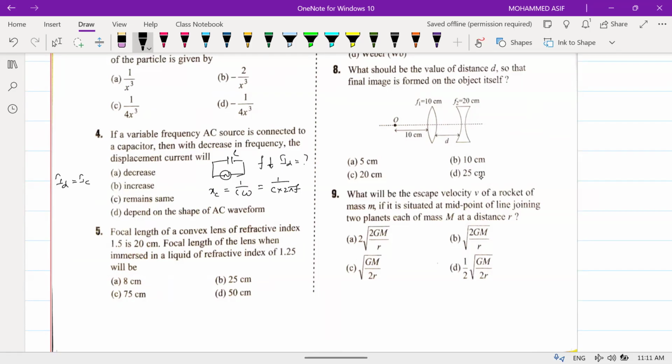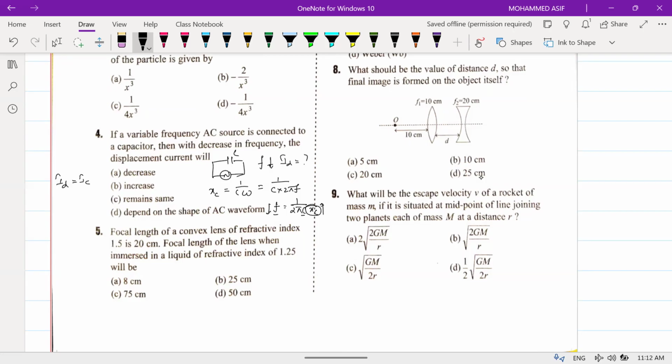Clear? So frequency will be equal to 1 by 2 pi C into Xc. Clear? So the capacitor and frequency relation is what? Inversely proportional. So with the decrease in frequency, what happens to the displacement current? When you are decreasing the frequency, Xc will be increasing. When Xc is increasing, current flow through the capacitor will decrease because resistance is increasing now.